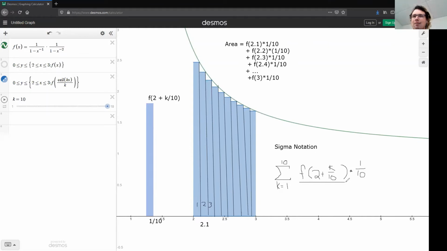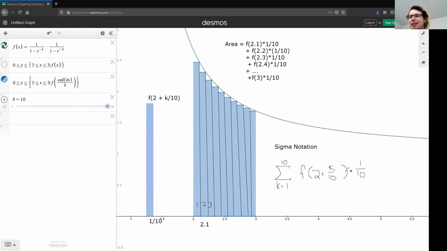So here, I've got the height of my number k rectangle. I've got the width of my number k rectangle. And I need to add these all up, starting at k equals 1, stopping at k equals 10.